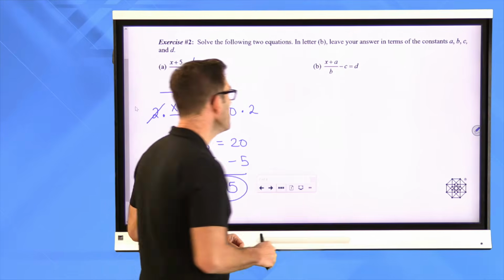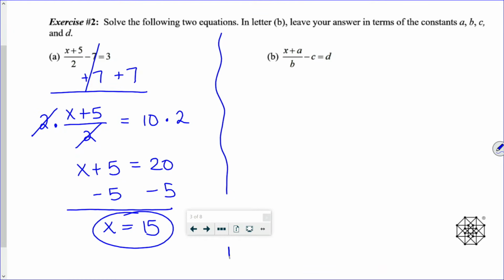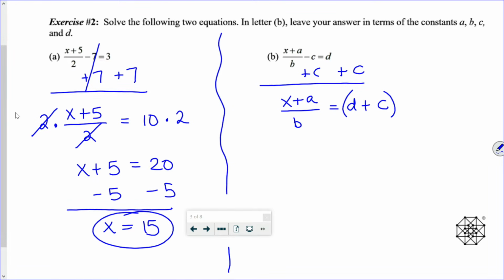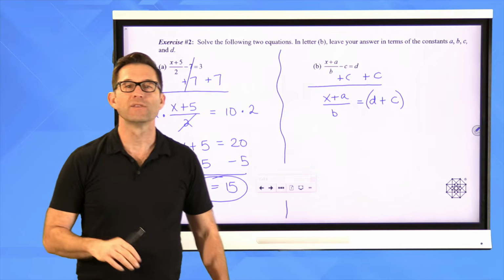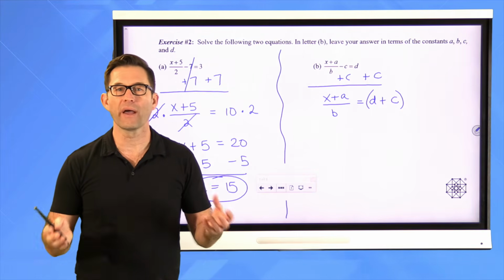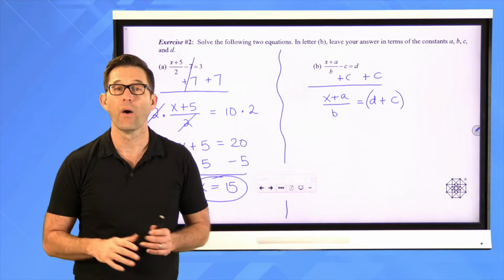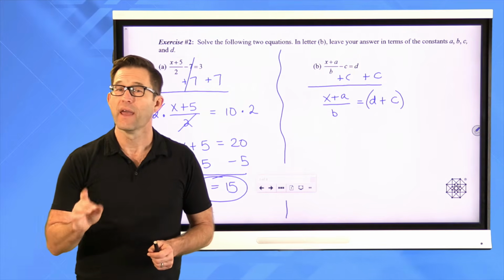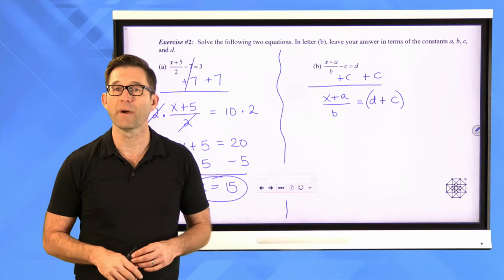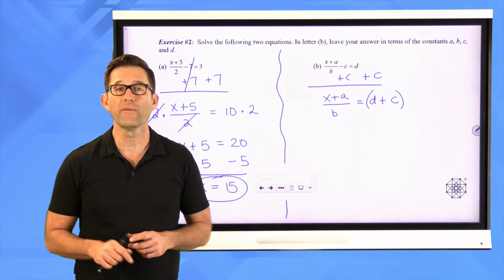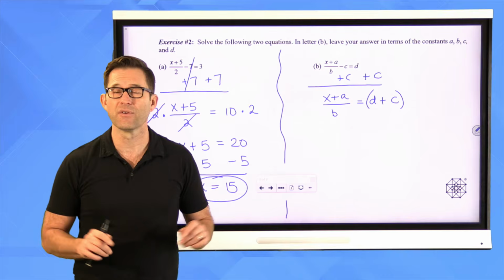Okay, great. So what I'm going to do, just like I did in letter A, is begin by adding c to both sides. That's going to leave me with x plus a divided by b is equal to d plus c. Now, it is wise at this point to put parentheses around the d plus c. It's wise to do that because if I end up either multiplying or dividing that side of the equation now, I have to do it to the entire side. If I don't have parentheses around that d plus c, I might end up multiplying or dividing only one of those two constants. So I want to have those parentheses there.